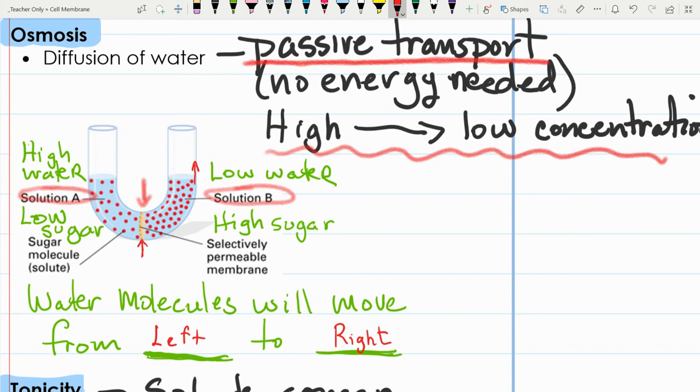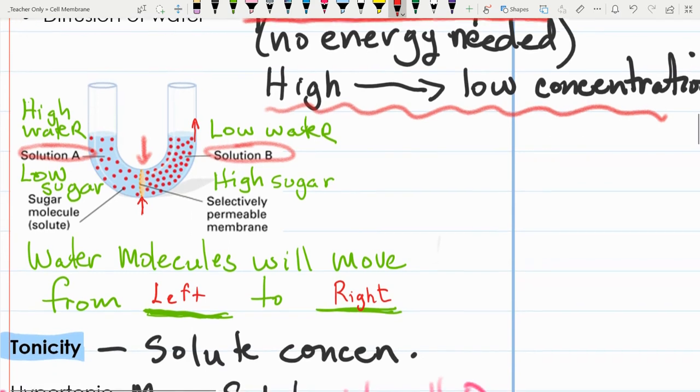That doesn't mean that there's more water on the right side. It means that it would equal out, so the actual concentration of water would be equal on both sides. You can kind of think of it as the water moving to the right to try to dilute all that sugar that's there.